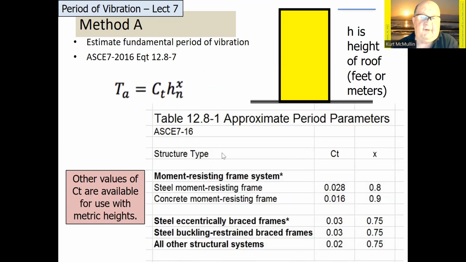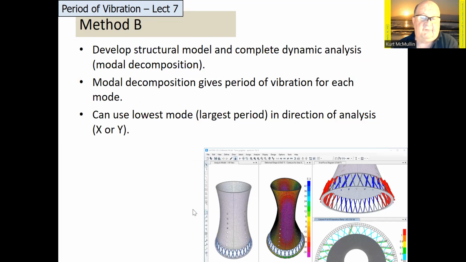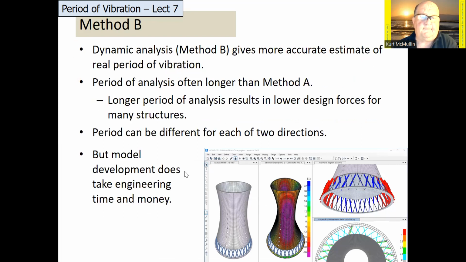Method A gives us the same period of vibration as long as we're using a moment resisting frame in both directions of the building. We get the same value for this period using method A. Method B actually may result in different periods of vibration in the X and the Y direction. Most engineers expect that method B gives a more accurate estimate. I mean, it really does take into account the size of various members, the locations, the distribution of mass.